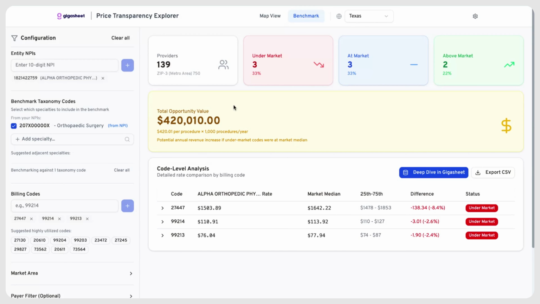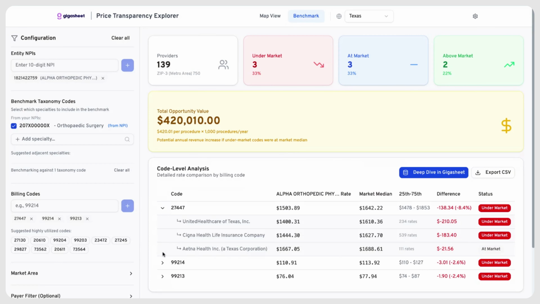So this report finished. It took a while. There are 139 orthopedists in this zip 3 that we were able to get rates for. For these 3 codes, they are paid under market at Alpha on the aggregate. Some are at market rates, and we'll dive into it. We could go into Gigasheet and get all the raw data. We could also dump it to a CSV to analyze in a spreadsheet, but let's just look at it here and see what the results are.